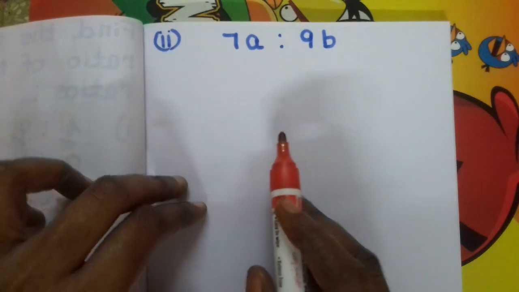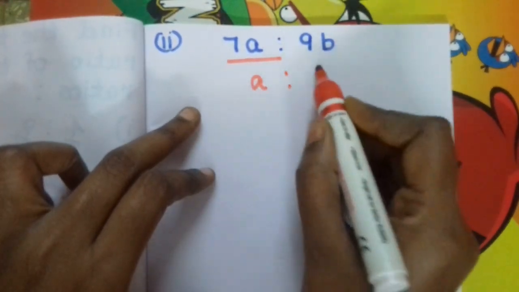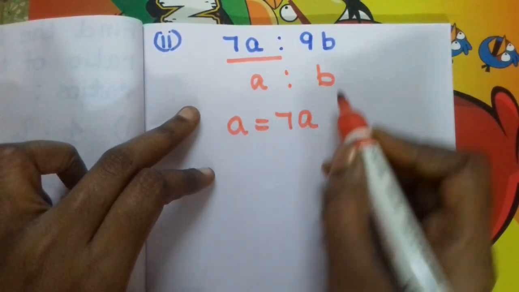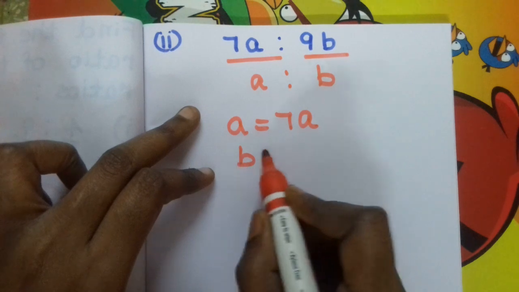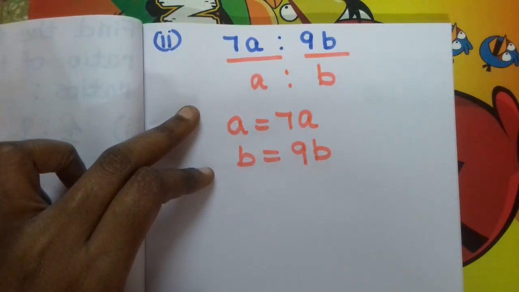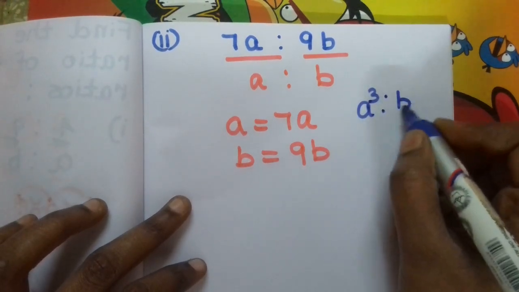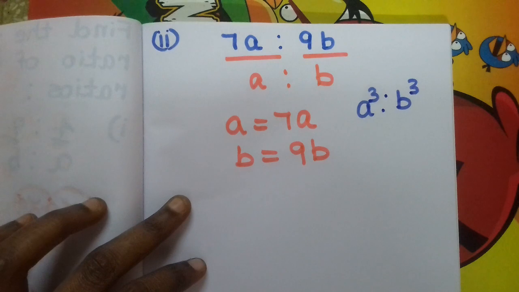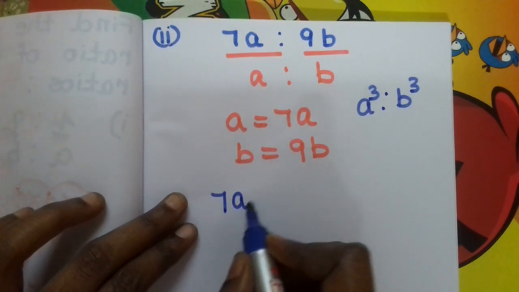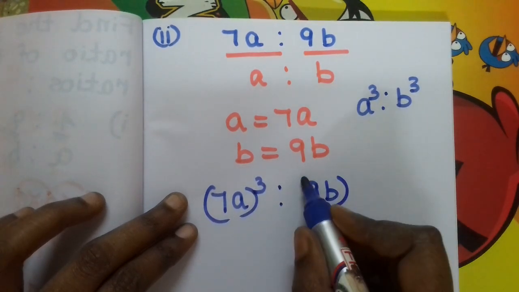So next, 7a is to 9b. Here the general form is a is to b. Here a is your antecedent, which is 7a, and b is your consequent, which is 9b. So triplicate ratio means a cube is to b cube. So when we cube a, we get 7a the whole cube is to 9b the whole cube.